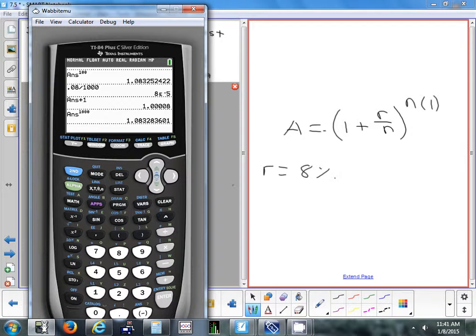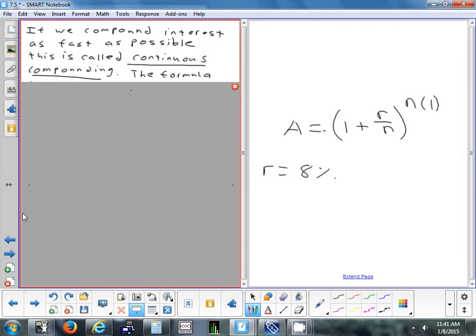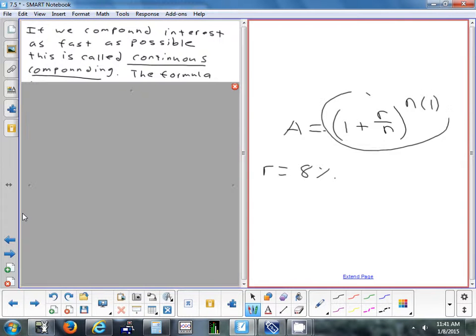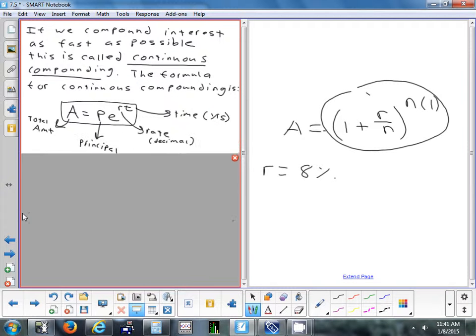Okay, well, it turns out if you let n get high enough, okay, eventually the number that this thing starts to get close to is 2.71828. Anybody remember what that number is? E. It actually gets very close to E. And that's where our formula for continuous compounding comes from. And it actually looks a little simpler than the other one.